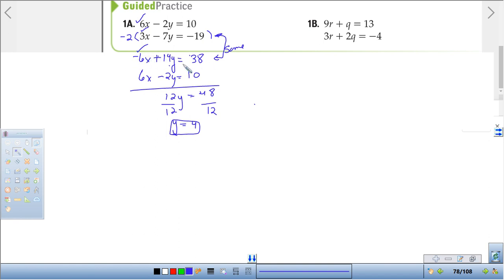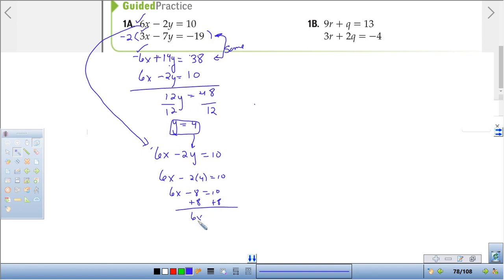Okay? Got that? Now I can plug it into this one, this one, or this one. I don't really want to do that because these numbers are bigger, so I'm going to go to the first one, the smaller numbers. 6x minus 2y is equal to 10, and I'm going to plug in y as 4. So I have 6x minus 2 times 4 is equal to 10. 6x minus 8 is equal to 10. Add 8 to both sides: 6x is equal to 18. Divide by 6, x is equal to 3. So my final answer for this one is (3, 4).